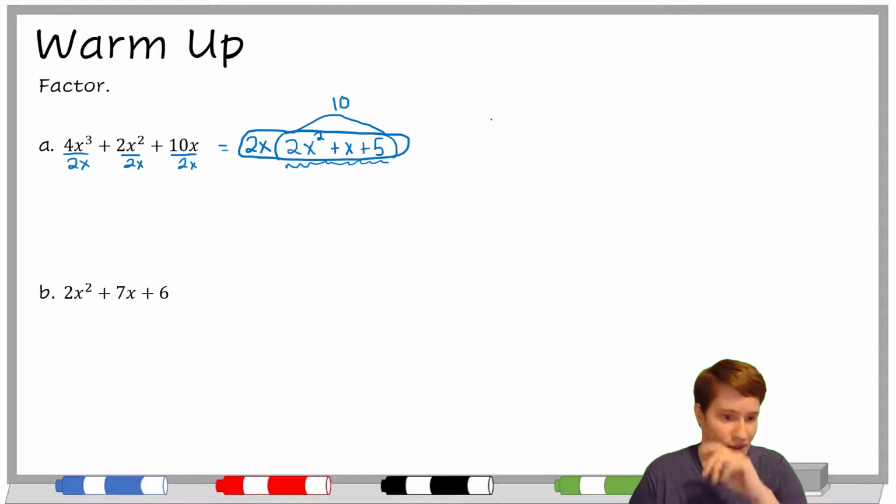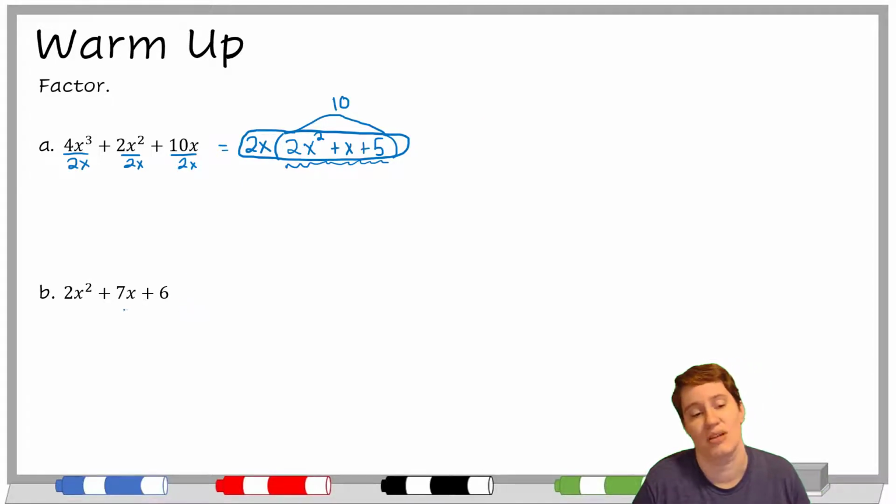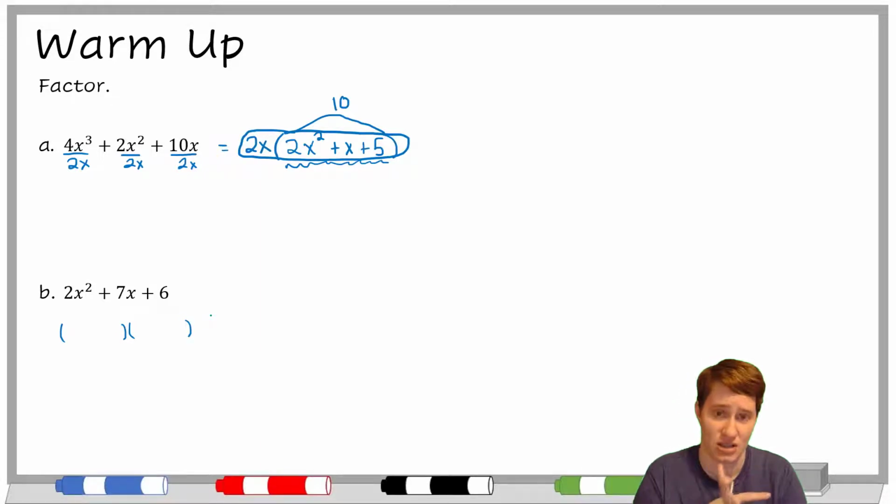The second one here is a quadratic trinomial. It doesn't have anything in common. There's not a number in common. There's not an x in common. And so if we can factor this, it factors into 2 parentheses. Now, this was what we did last lesson. I gave 4 different ways that we could do this: guess and check, box method, slide and divide, and split the middle term.